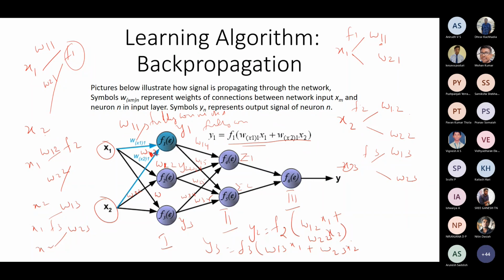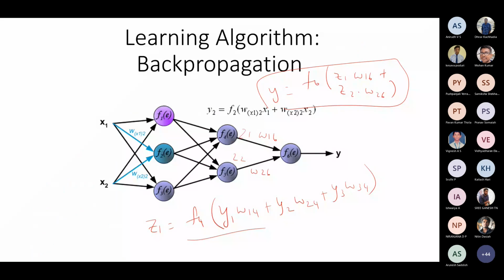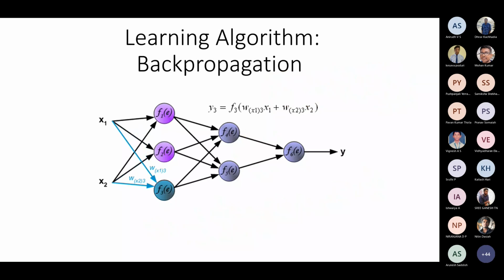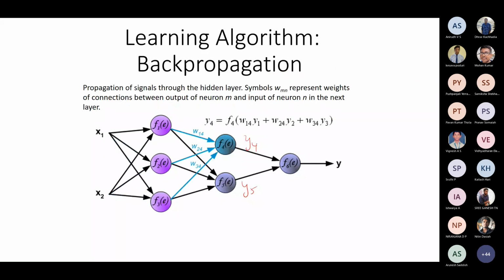So here, this is getting forward propagated to start with. I think I already told you this, which is Y3, and Y4 will be W14 of Y1, W24 of Y2, and W34 of Y3.